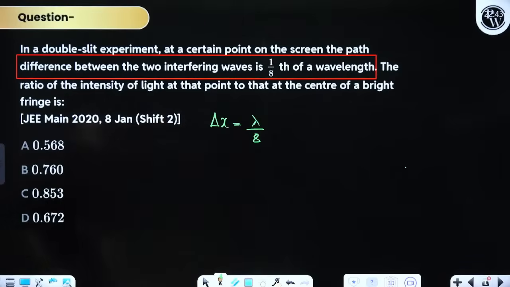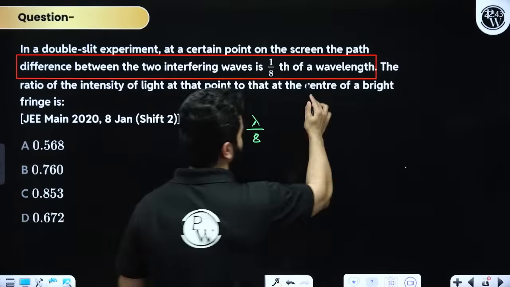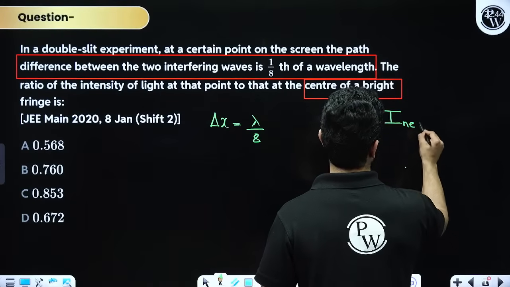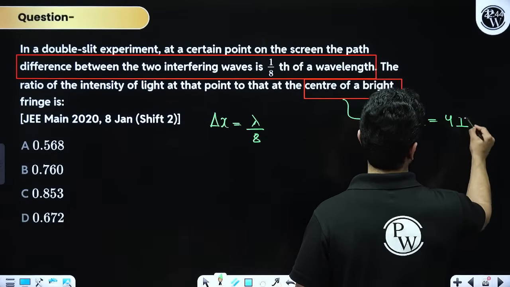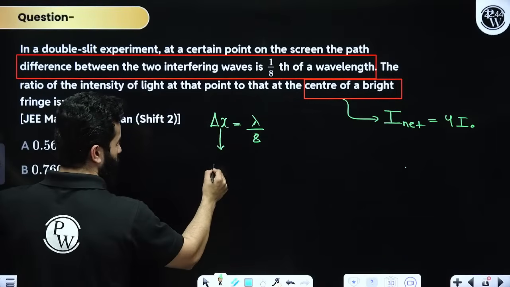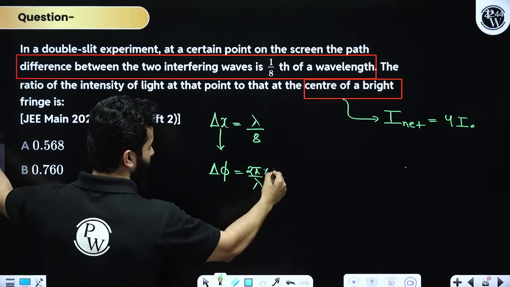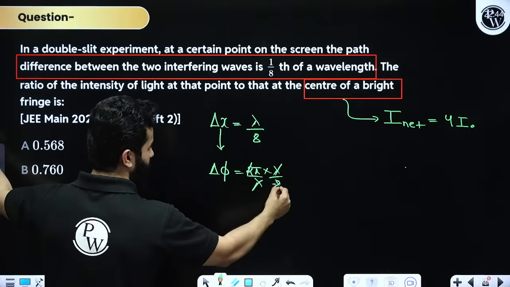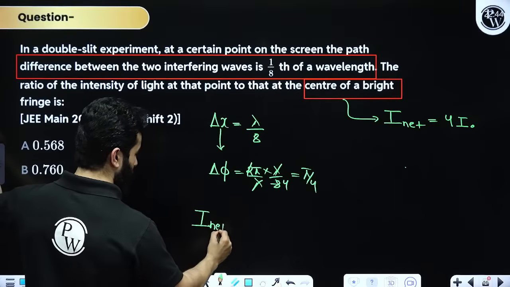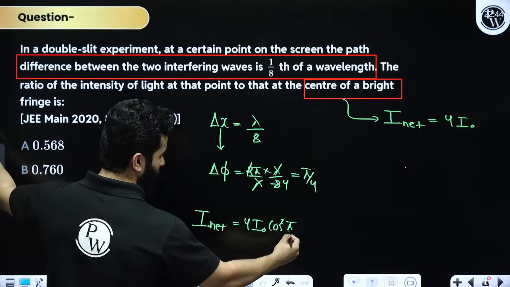And then they are saying the ratio of intensity at that point to that at the central bright fringe. So at the central bright fringe, intensity is maximum and we take it as 4I0, right? So for this point, let's first find the phase difference. Phase difference will be 2 pi by lambda multiplied by lambda by 8. Lambda and lambda cancel out. This will become pi by 4. So net intensity will be 4I0 cos square pi by 4.